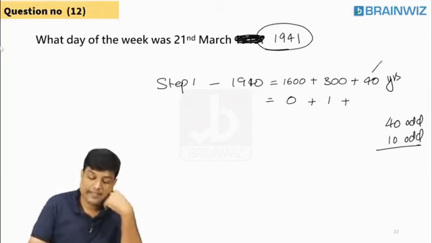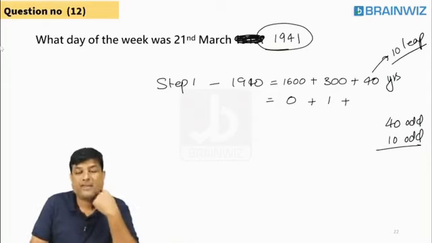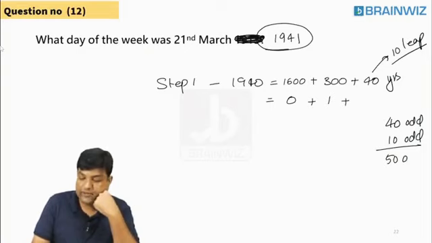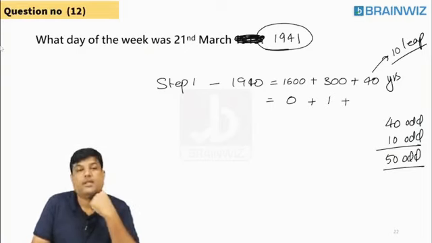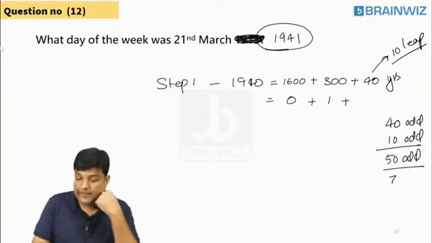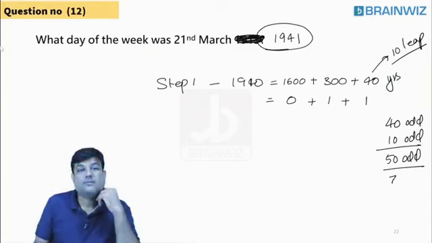10 leap years are there. In this 40, 10 leap years are there. Are you understanding? So that we can get 50 odd days. So how many odd days? 50. 50 divided by 7 will give what? 1. Are you understanding everybody?